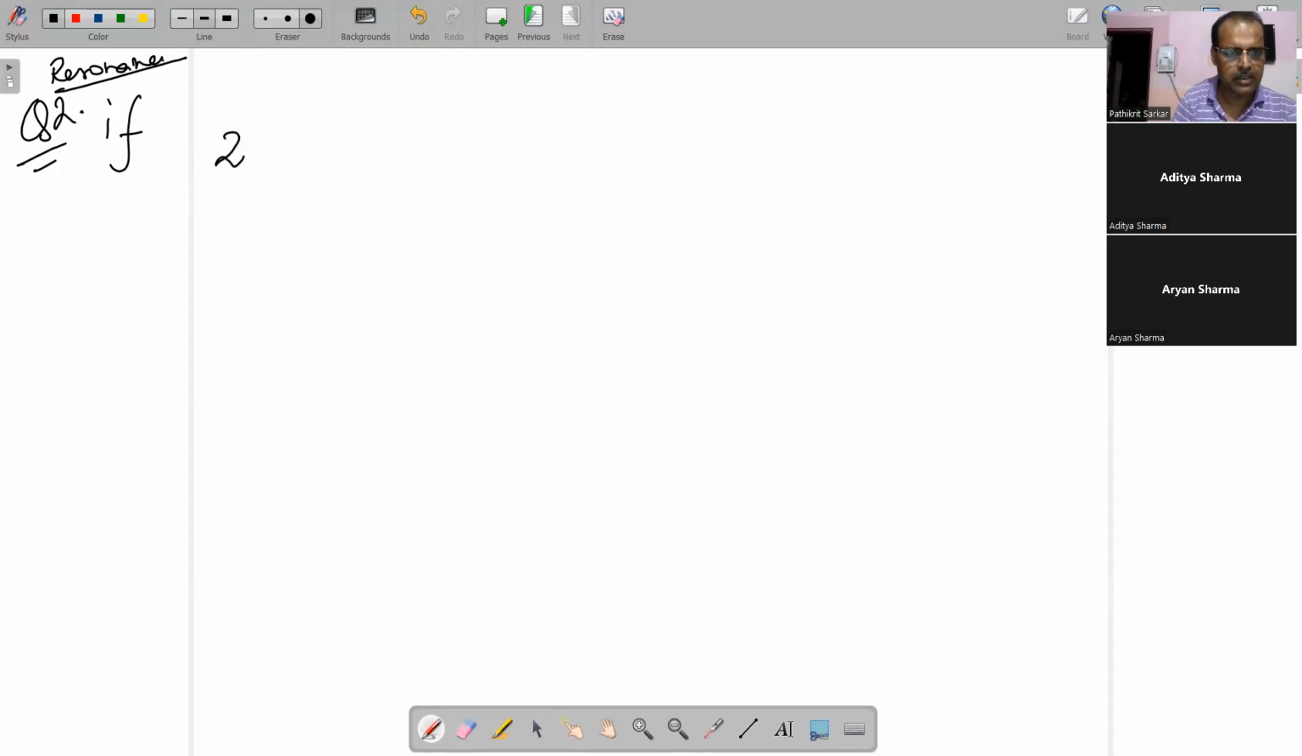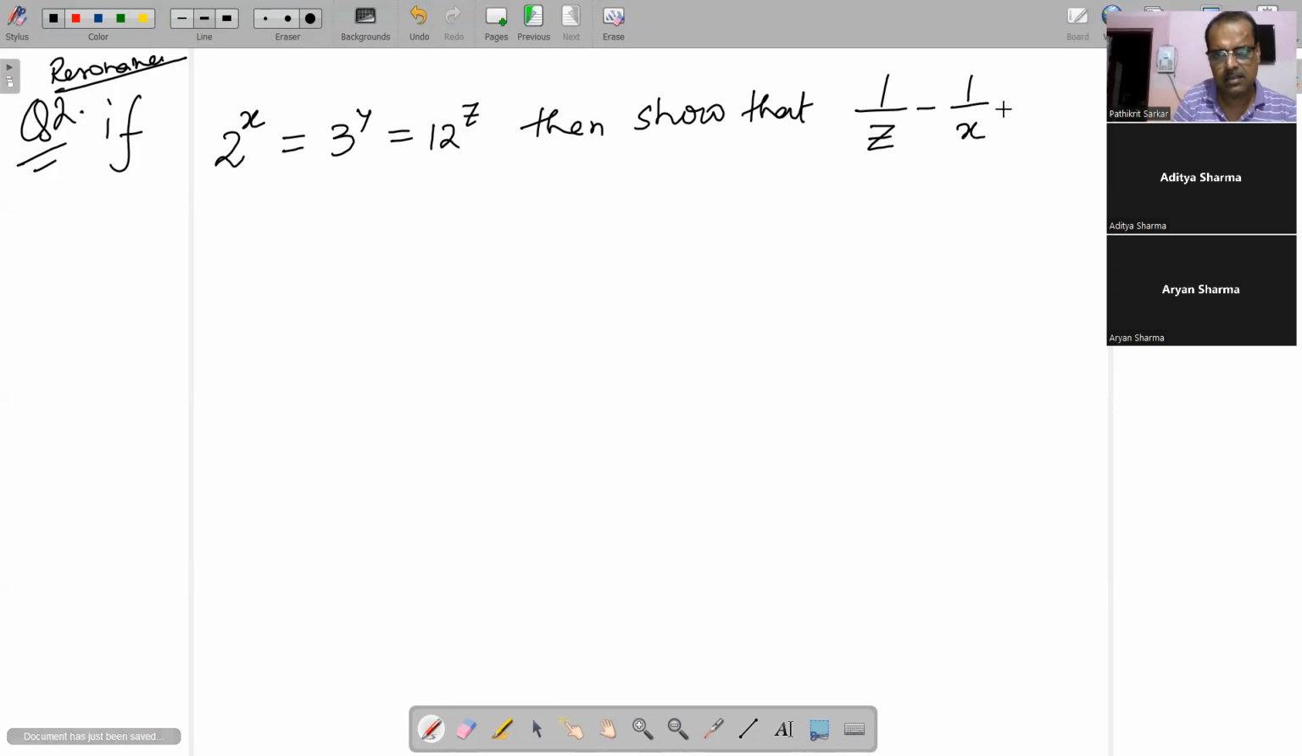Suppose it is given: if 2 to the power x is equal to 3 to the power y is equal to 12 to the power z, then show that 1 by z minus 1 by x is equal to 2 by y.